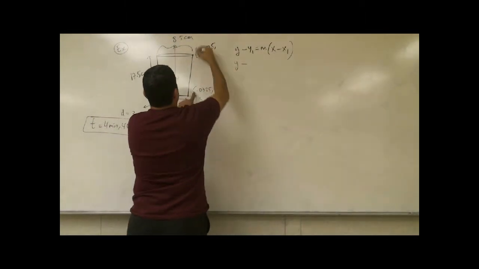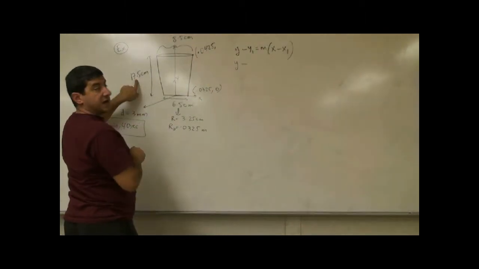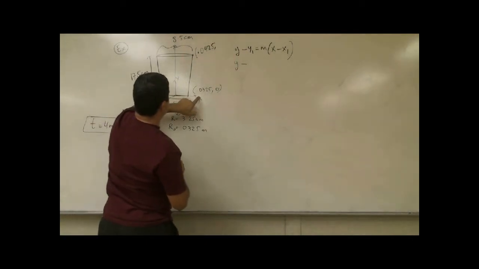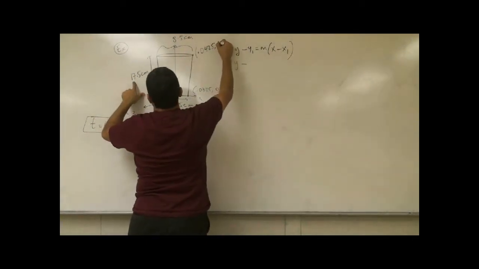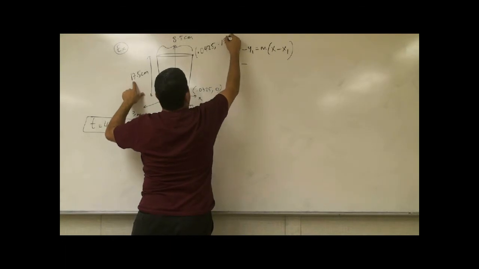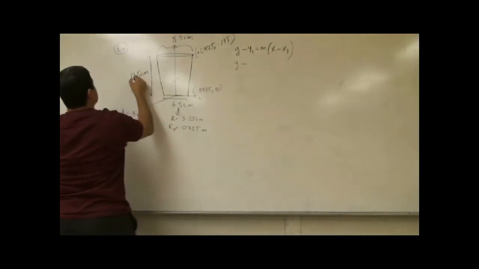And what's the vertical? It's the height of the column, right? So it's from here to here. So it's 0.175 meters. So go over 2 spaces.